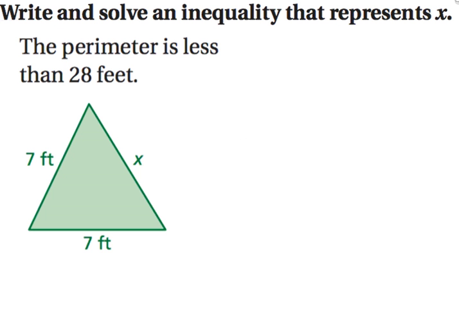Okay, next we have a geometry example. It says write and solve an inequality that represents x, and it tells us that the perimeter is less than 28 feet. So I'm going to write an expression that represents the perimeter. That would be 7 plus 7 plus x, and it tells me that entire amount needs to be less than 28. Okay, from here we can go ahead and solve.